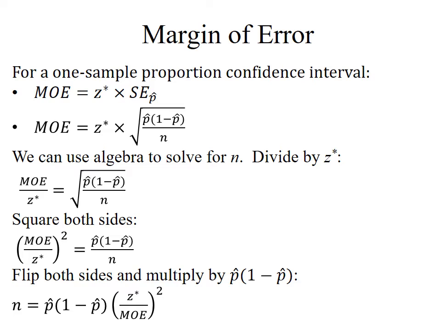Okay, good. I want to solve for n, so let's square both sides. And then I'm going to flip both sides and multiply both sides by p hat times 1 minus p hat, and that will give me n equals p hat times 1 minus p hat times the quantity z star over the margin of error, squared. Yay, we can still do algebra.